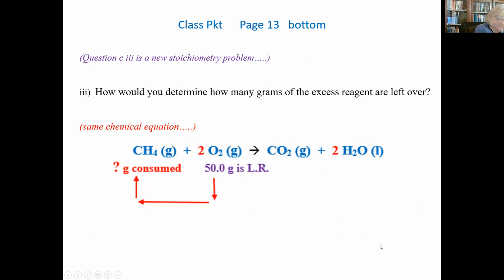Now, I on the very bottom is a new type of problem. And I'd like you to consider this uniquely. How would you determine how many grams of excess reagent are left over? This is like a backwards stoichiometry. Since you now know oxygen is the limiting reagent, you would need to do a stoichiometry of 50 grams of oxygen requires how much methane being consumed. Do the stoichiometry to figure out how much methane would be consumed in reacting all of 50 grams of oxygen. Pause and do that calculation.